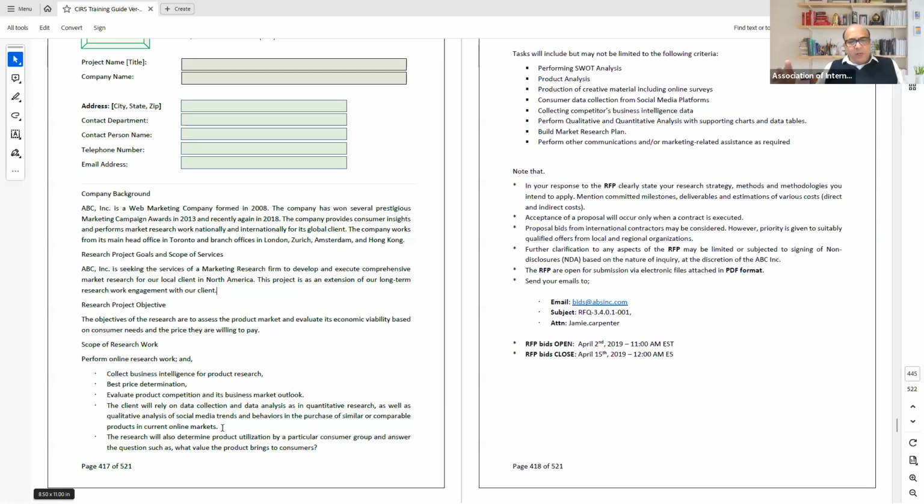Then they're talking about qualitative, which means trend analysis, consumer sentiments, demand in the market. Not numerically, not easy to convert numerically, but it could be data that is pointing to qualitative analysis. And the research will also determine product utilization by a particular consumer group, answer the questions such as what value the product brings to the consumer.